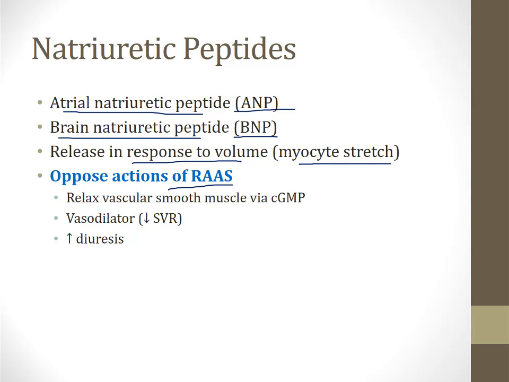And the idea here is that if the RAS is overactive, there'll be more volume in the heart. That will lead to release of these peptides, which should dial down the RAS. So it's easy to remember their effects. They're all opposite of the RAS.